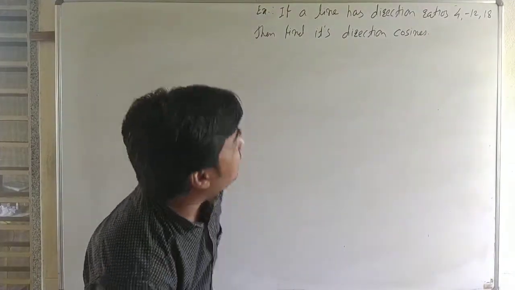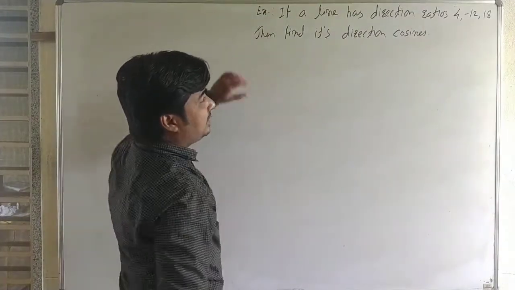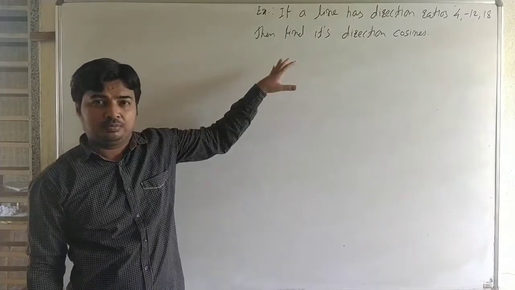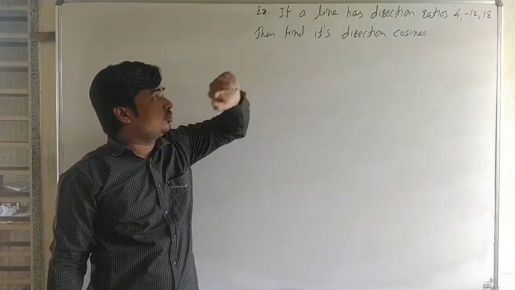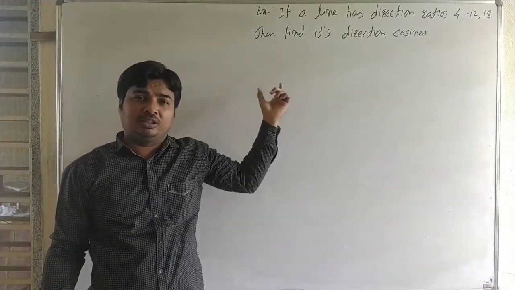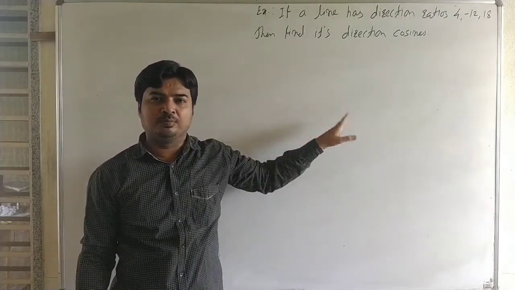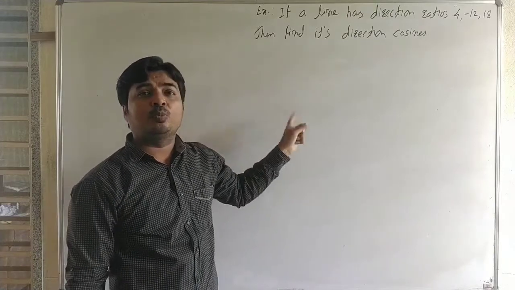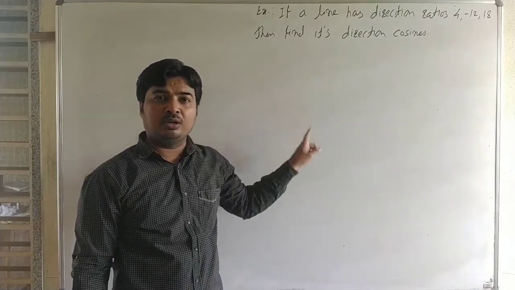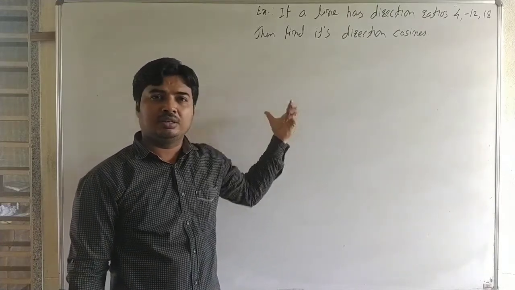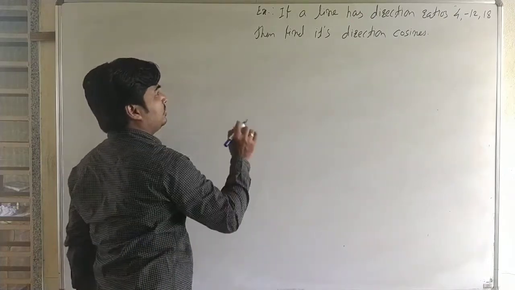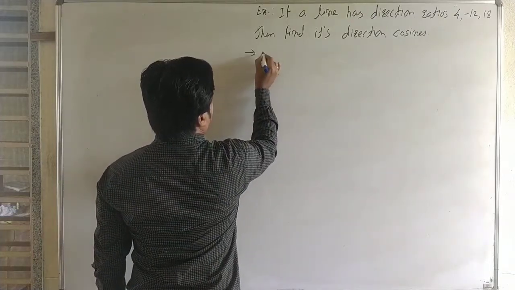Here, given the direction ratios A, B, C, we want to find the direction cosines L, M, N. We know the formula for direction cosines when direction ratios are given: L is equal to plus or minus A upon under root A square plus B square plus C square, and similarly M and N.